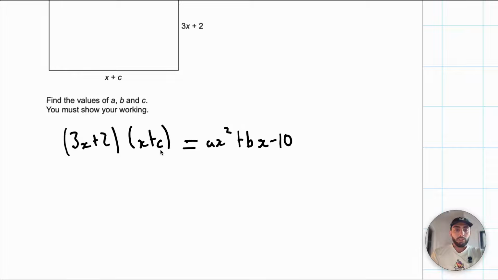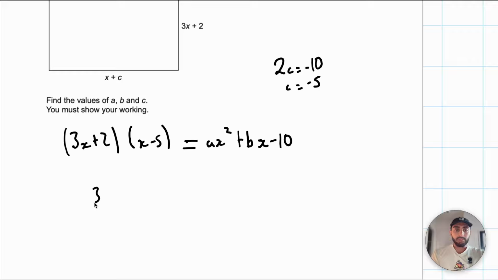I can work out the value of c first straight away, because I know 2 multiplied by the c will give me negative 10. So 2c is equal to negative 10. Divide both sides by 2. Negative 10 divided by 2 is negative 5. I'm going to swap this plus c with a minus 5. Now all I need to do is expand this out, and then I can find the value of a and I can find the value of b.